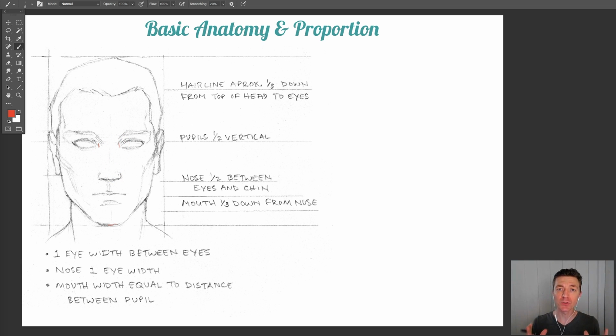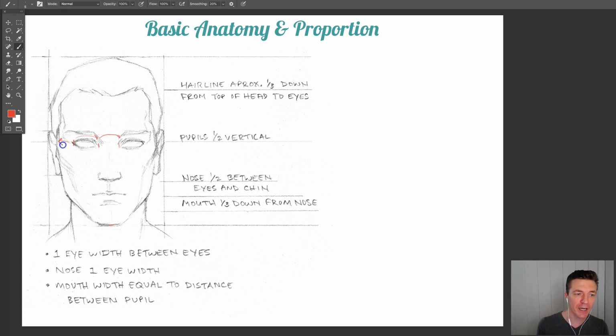On the human body, you use the head as the unit of measurement. You say the body is 8 head lengths. On the face, you use the eye width as the unit of measurement. It is, again, your inches or your centimeters. So you say it is 1 eye width. The space between each eye is 1 eye width.